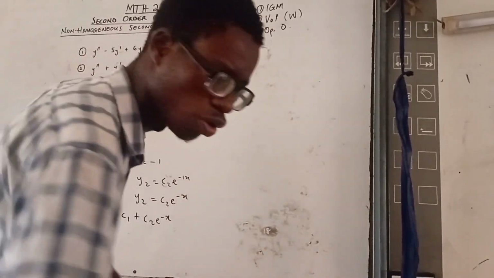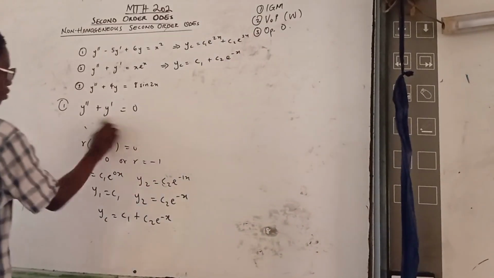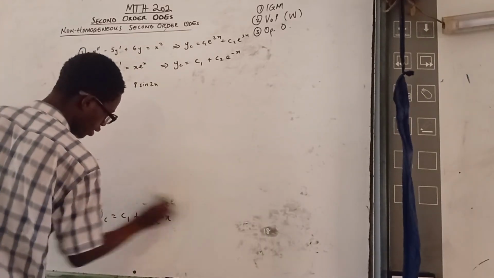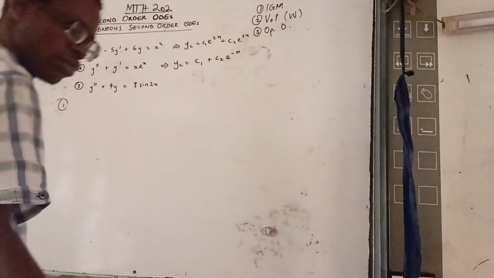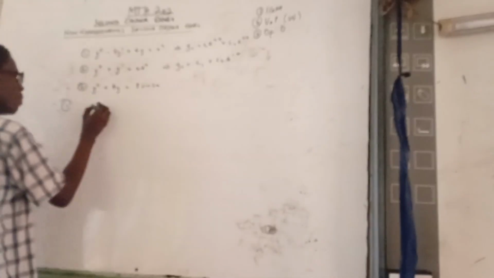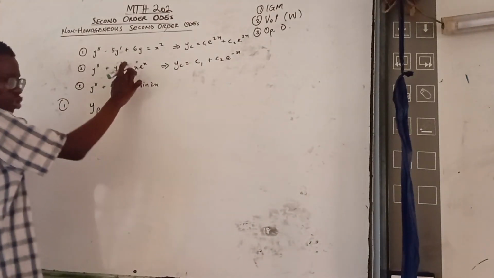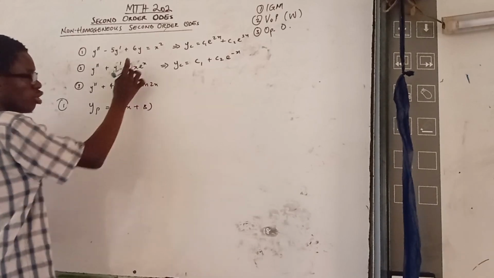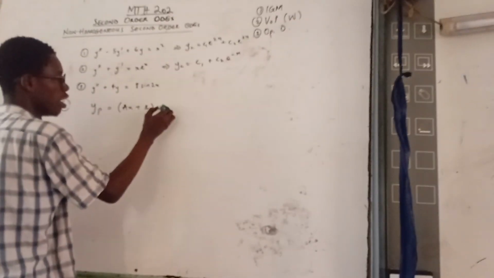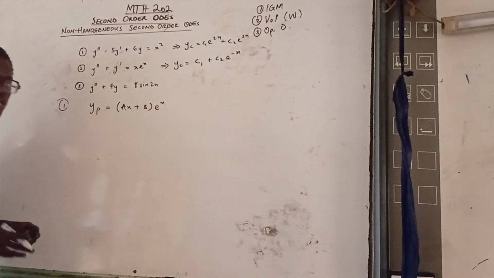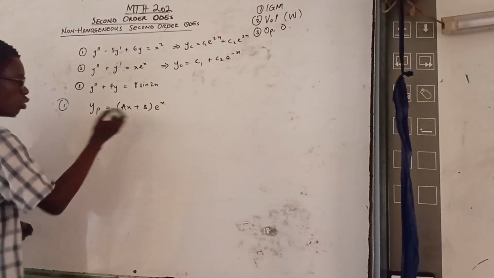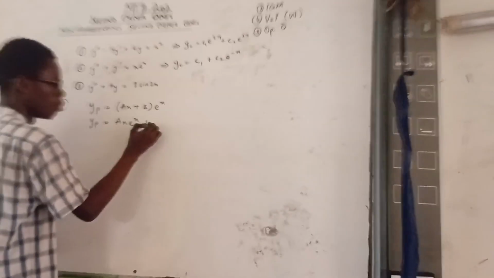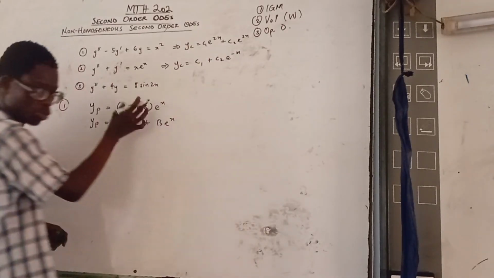So using the method of undetermined coefficients, using our guess method, what is our yp going to be? There is a function of x in front, and since it's just x, we have ax plus b. Then you write your e raised to power x. So I can open it and say yp equals ax e raised to power x plus b e raised to power x.